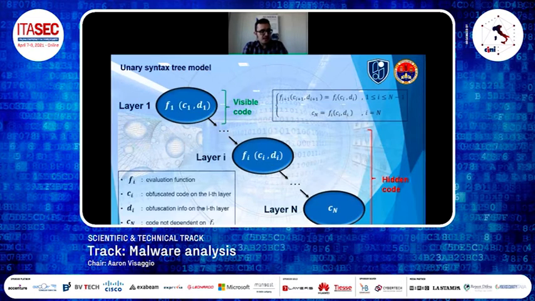So, a generic script obfuscated across multiple layers can be easily described by a unary syntax tree model. In this model, a generic obfuscation layer is composed of an evaluation function, which has as arguments a subblock of obfuscated code called C and some information about the obfuscation, which is called D. The execution of the generic evaluation function f with these arguments generates the next layer. In the last layer, we have non-obfuscated code.